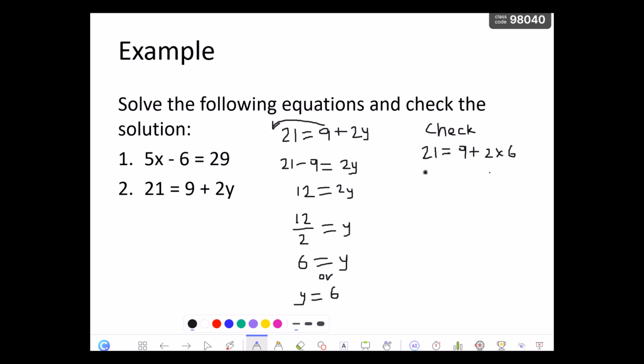And if you check whether we are going to get the same answer on both sides, you will discover that it is correct. 2 times 6 will give you 12. Then when you add 9 plus 12, you will see that you are getting 21. So 21 is the answer on both sides.